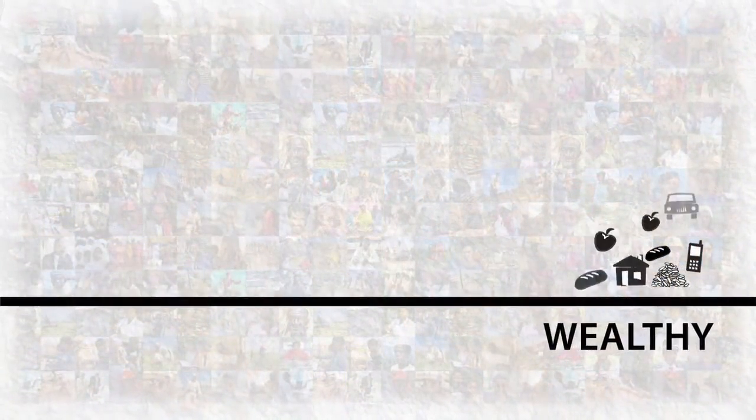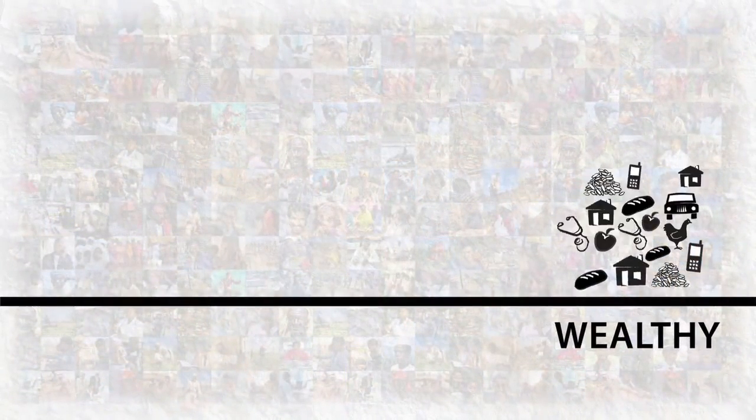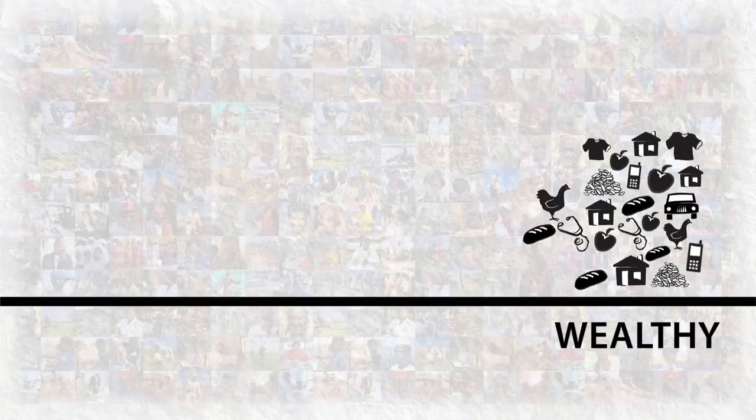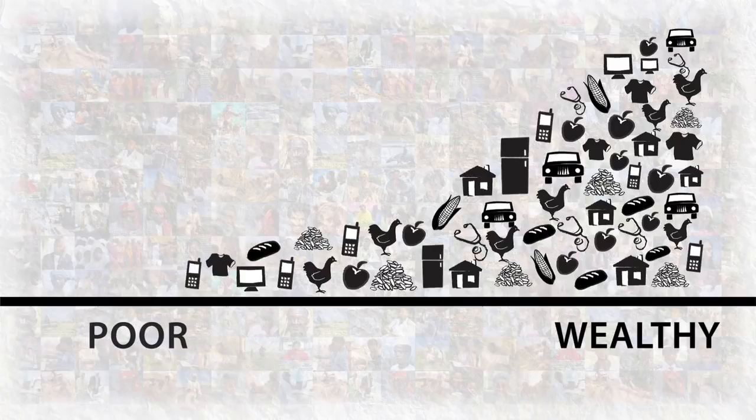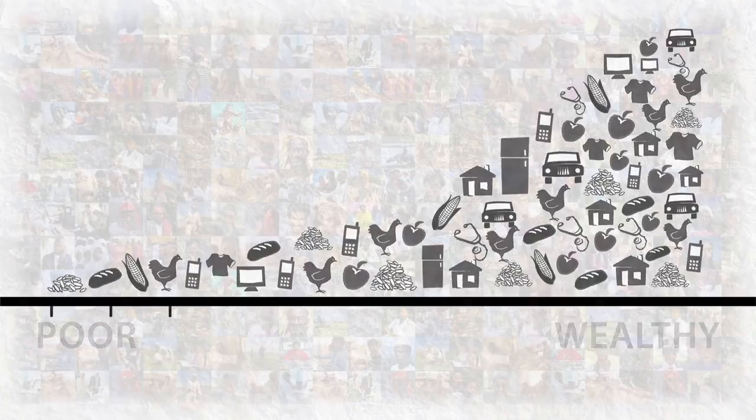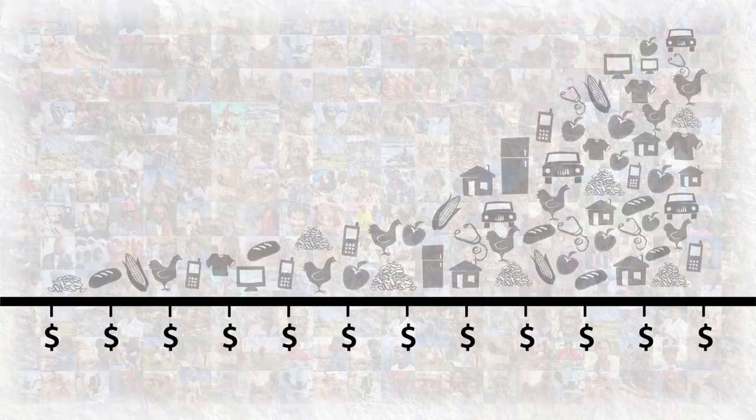People with the highest well-being are shown to the far right. They enjoy many goods and services in a wide variety of forms. Those with the lowest well-being are shown to the far left. They have access to limited goods and services. To compare this data, monetary values are usually assigned.